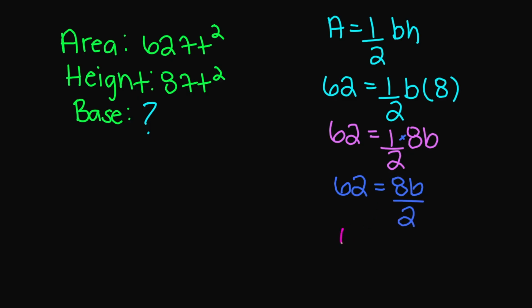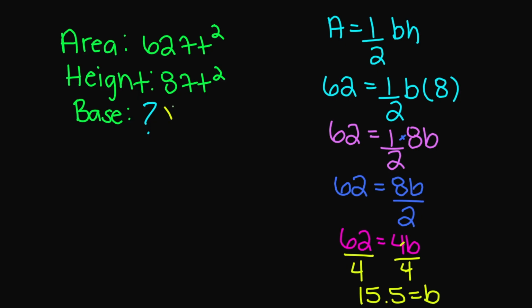Now we're going to divide. So we have 62 equals 8 divided by 2, which is going to equal 4B. And now we're going to divide both sides by 4. So this is divided by 4 here, and then 62 divided by 4. Your 4s here are going to cancel out. So your B, your base, is going to be 62 divided by 4. Your base here is going to be 15.5. And this is going to be your base.